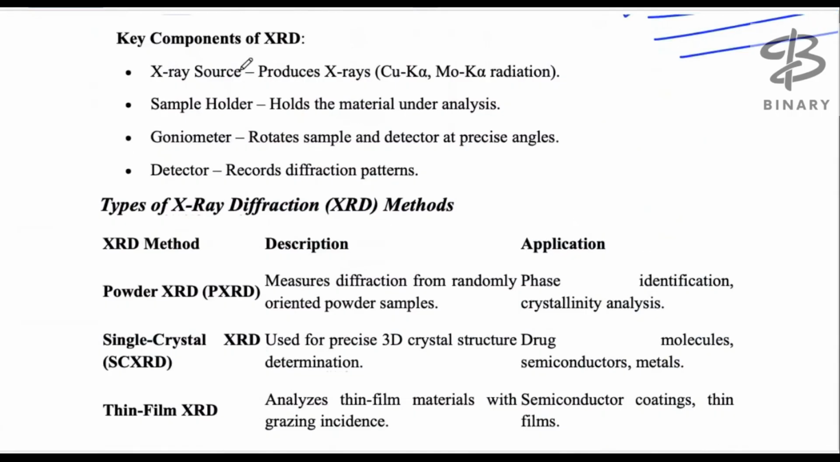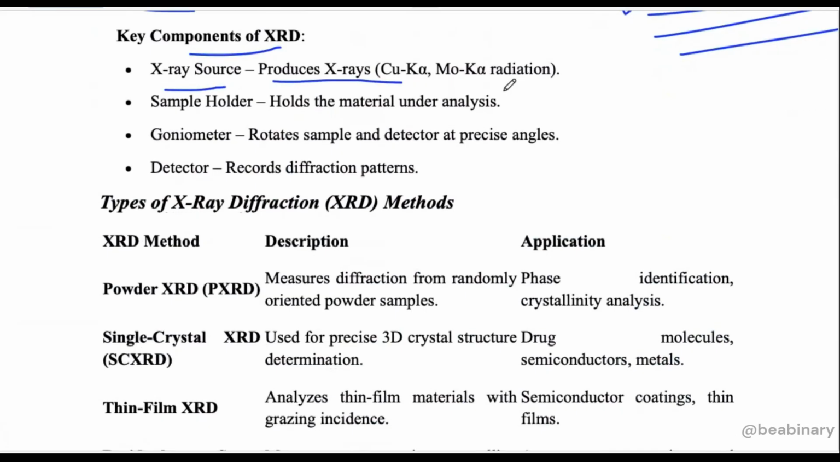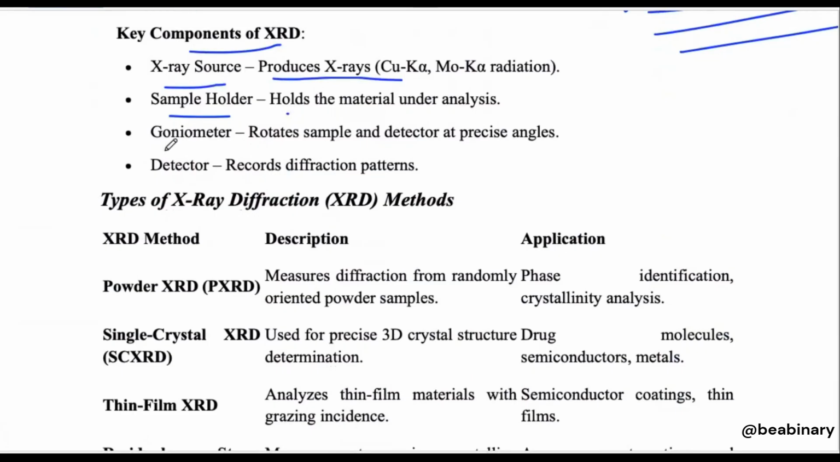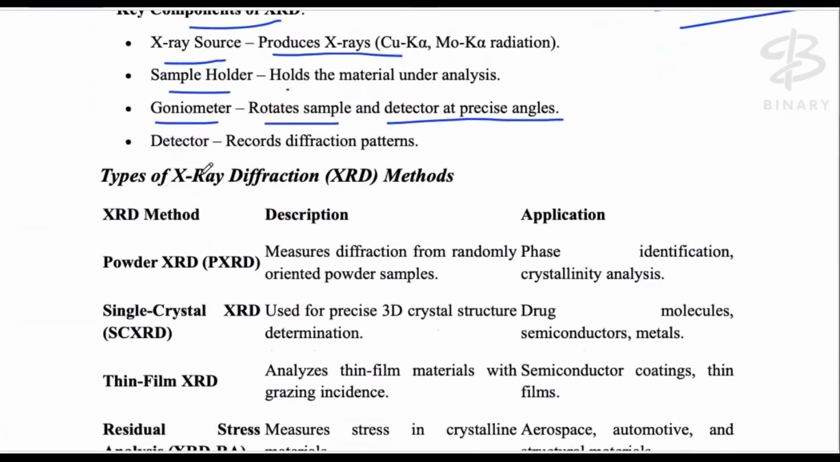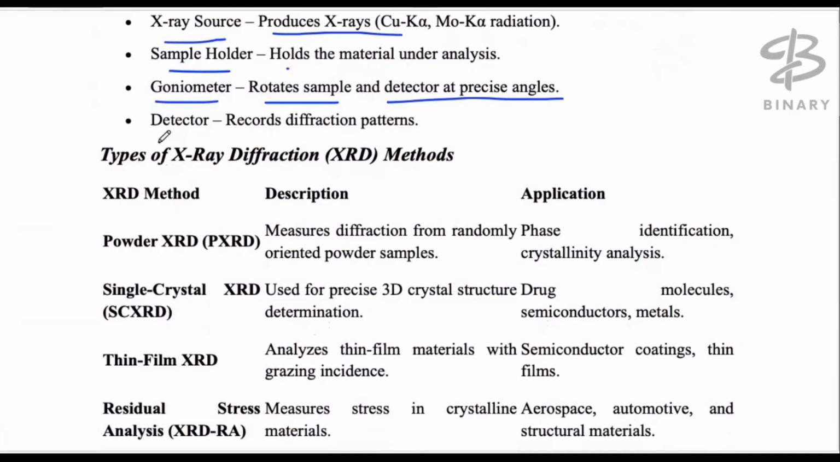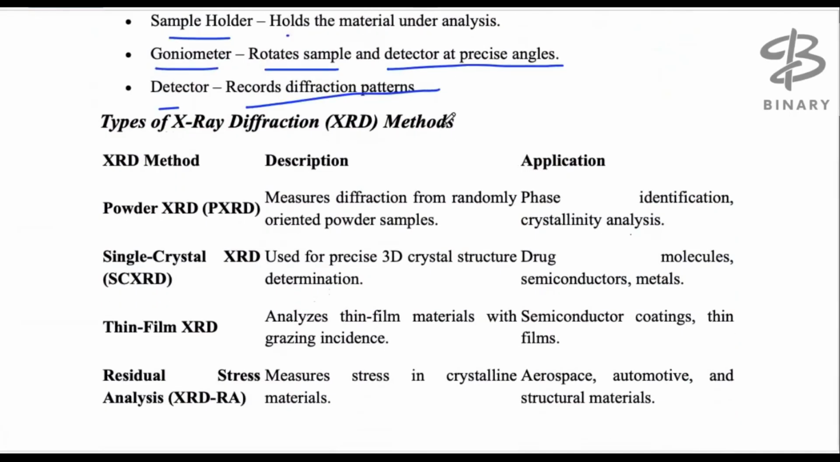Okay, so the key components of the XRD: the X-ray source that produces the X-rays, so that we can induce the X-ray. The sample holder, where the material must be kept so that it is placed in the right position where the X-ray can be incident. The goniometer rotates the sample and detector at the exact angle. The detector records the diffraction patterns.